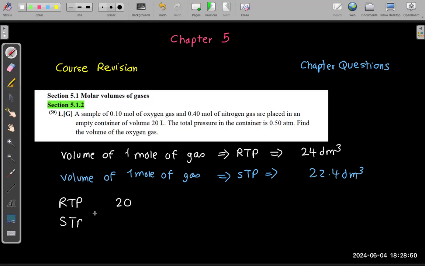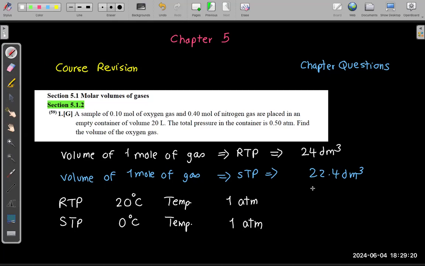So what about STP? 22.4. The 22.4 is the volume, but what is the temperature? At which temperature and at which atmospheric pressure? 1 atmospheric pressure, the unit is 1 atmosphere. And what about the temperature? 0 degrees centigrade.